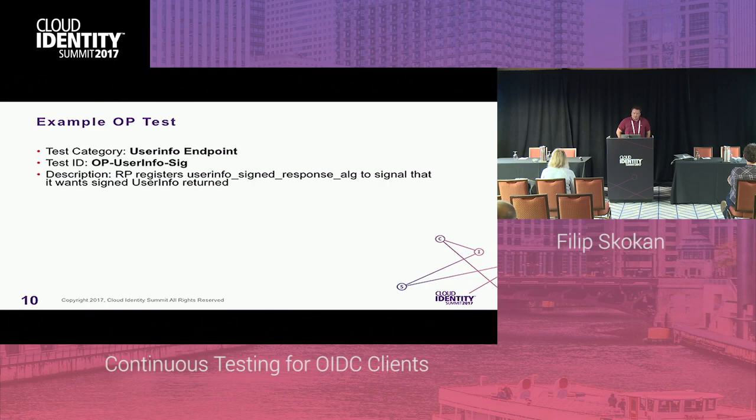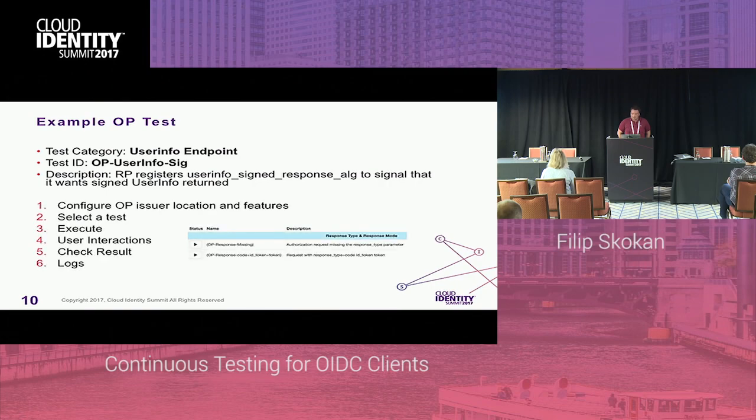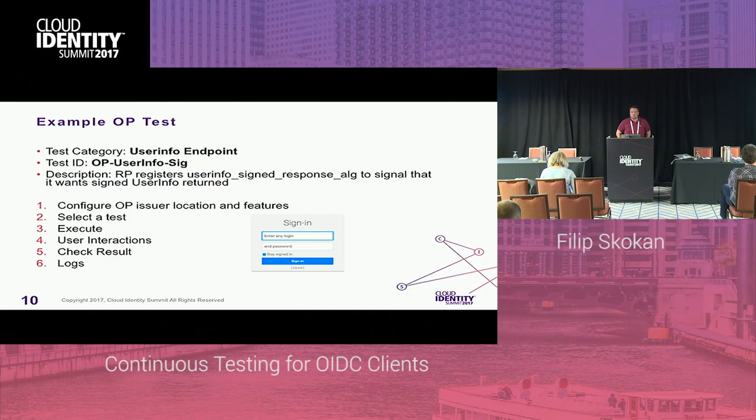On the other hand, an OP test on top of an ID also has a category. In this case, I'm testing that if I register or have a static client with user info signed response, I actually get a signed user info. How would you do that with the OP test? You would go onto the website that I'll link to in the resources. You would configure your OP, your issuer location and the features that you support. You would select the test from a list and hit the play button to start an authorization.